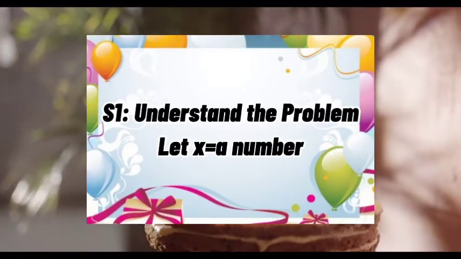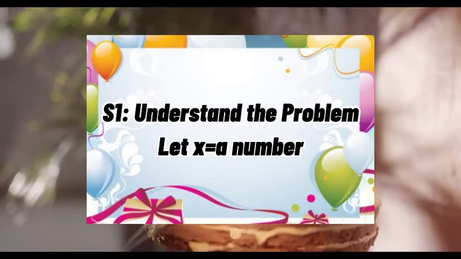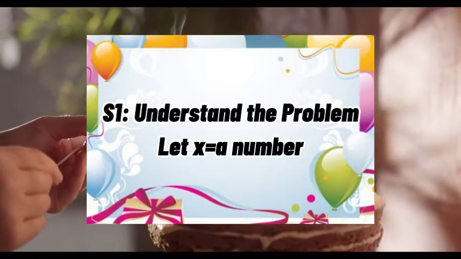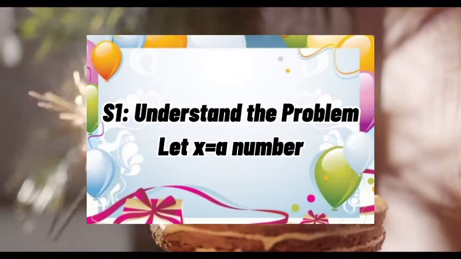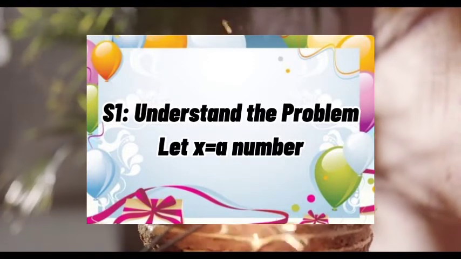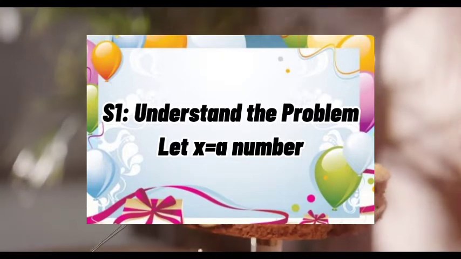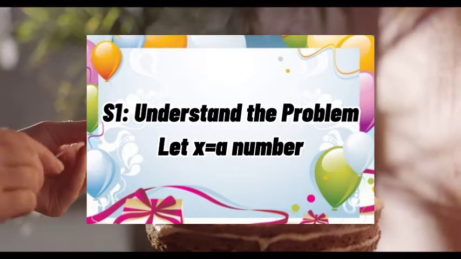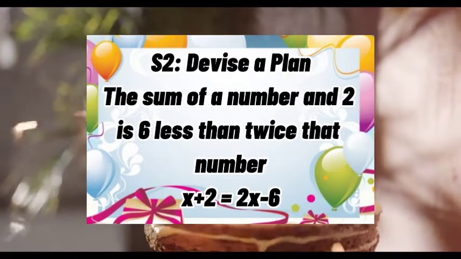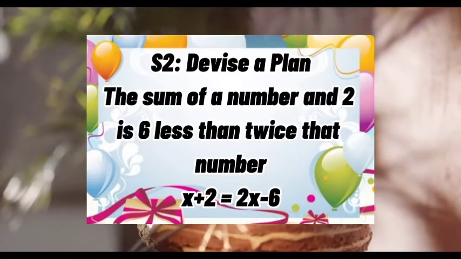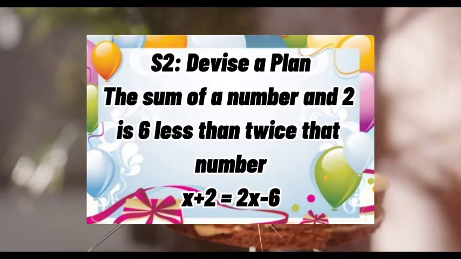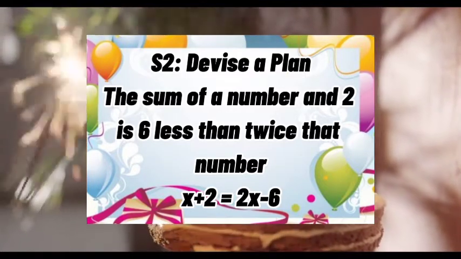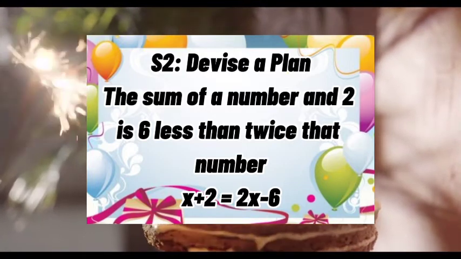First, we have understanding the problem. We make sure that we understand the problem. It says that it is the sum of a number and 2, which is 6 less than twice that number. Since we are looking for a number, we will let x equal a number. Up next is to devise a plan. The sum of a number and 2 is 6 less than twice that number. So what we're going to do right now is create an equation. So we have x plus 2 is equal to 2x minus 6.